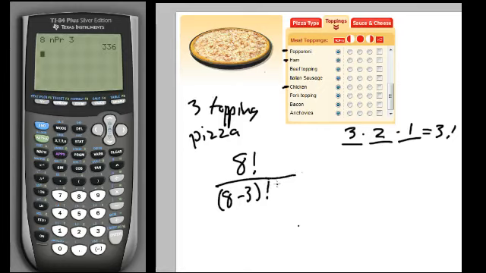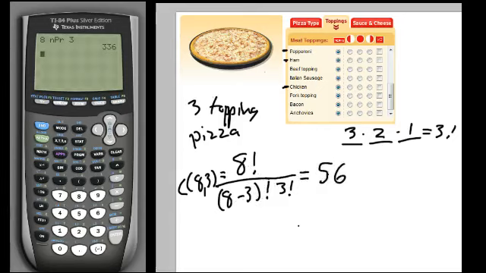So what we want to do is divide that out, because any way in which we rearrange chicken, ham, and pepperoni, we still get the same pizza. And so this is the formula for a combination. So this is C(8,3). So 8 factorial divided by 8 minus 3 factorial times 3 factorial. And that's going to give us 56.